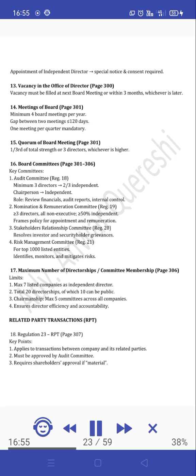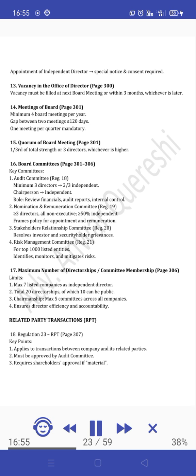2. Nomination and remuneration committee, Reg. 19. Greater than or equal to 3 directors, all non-executive. Greater than or equal to 50% independent. Frames policy for appointment and remuneration. 3. Stakeholders relationship committee, Reg. 20. Resolves investor and security holder grievances. 4. Risk management committee, Reg. 21. For top 1,000 listed entities. Identifies, monitors, and mitigates risks.